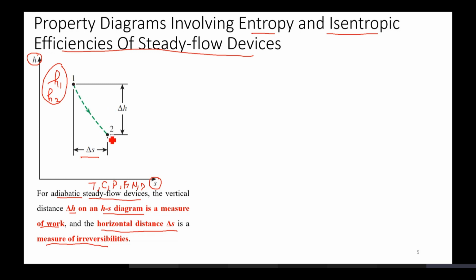If you have compressors, the plot would look something like this. Your enthalpy change would still be there, but entropy would increase. Compressor work won't have a negative entropy change, so it would have a positive entropy change. Your entropy would essentially increase. This would be your first state, this would be your second state in case of compressors. We'll come to know of it.